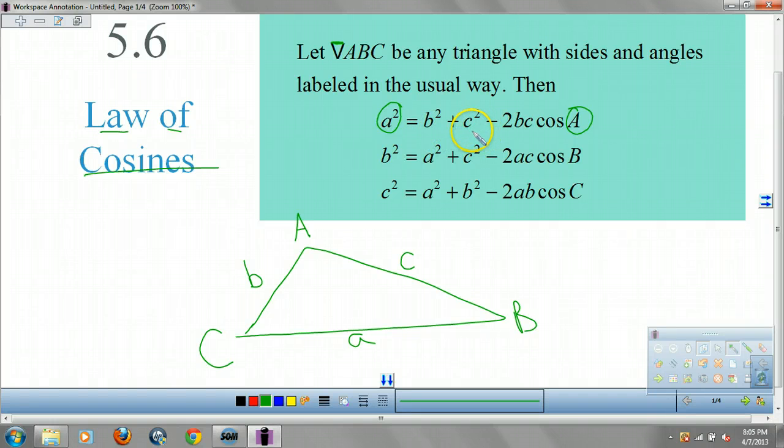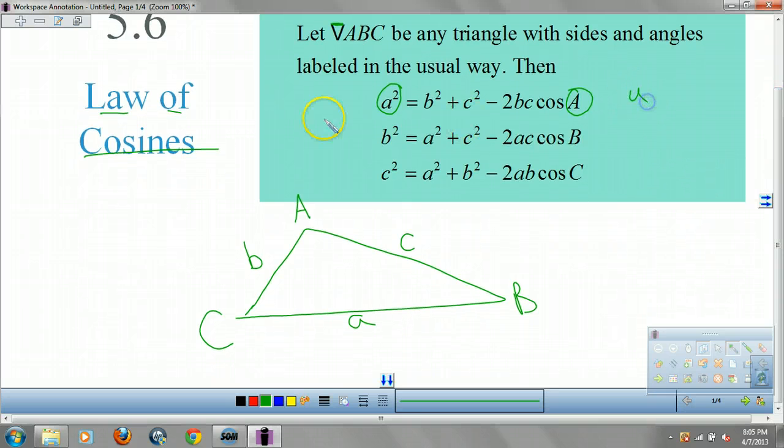Okay. This formula looks rough, but it's actually pretty easy to memorize because it's a squared equals b squared plus c squared minus 2 times both the sides you had together. The only crazy thing is that cosine of A. Okay.